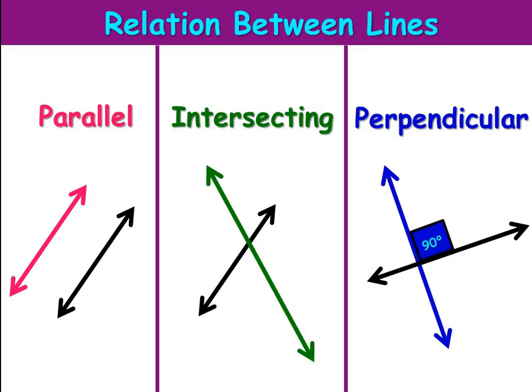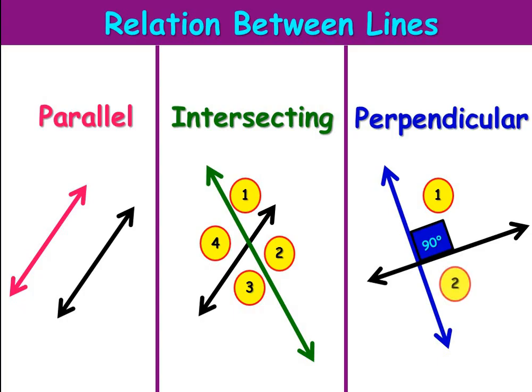Perpendicular is considered to be intersecting as well, so perpendicular lines are intersecting and perpendicular at the same time. Intersecting, they form 4 angles, 1, 2, 3, 4. So intersecting lines form 4 angles, but those 4 angles are not right angles. You can have 2 obtuse and 2 other acute. The perpendicular lines means that the relationship between them is perpendicular. They form 4 angles also, but those 4 angles are not just any angles, they are right angles.